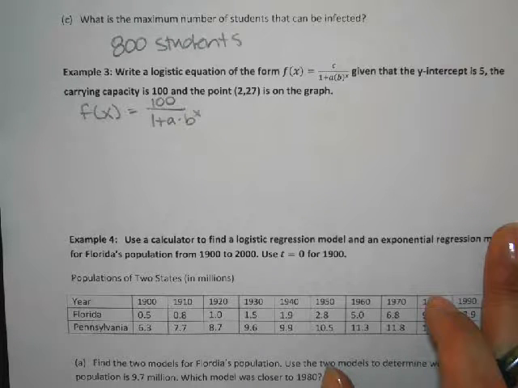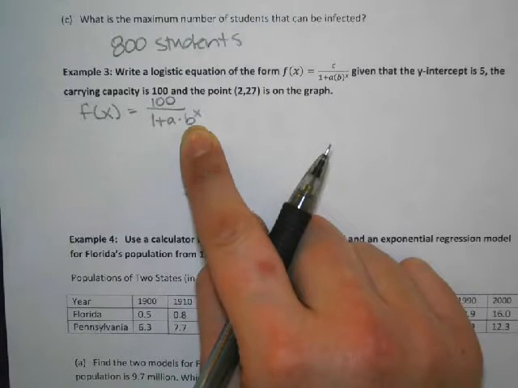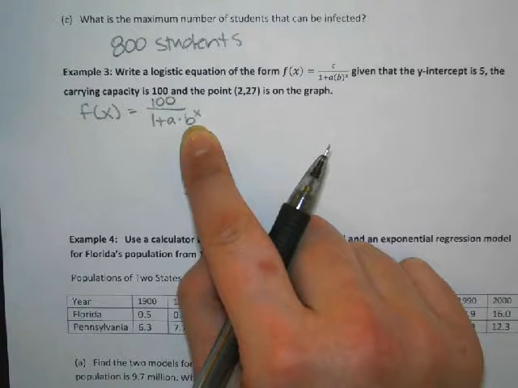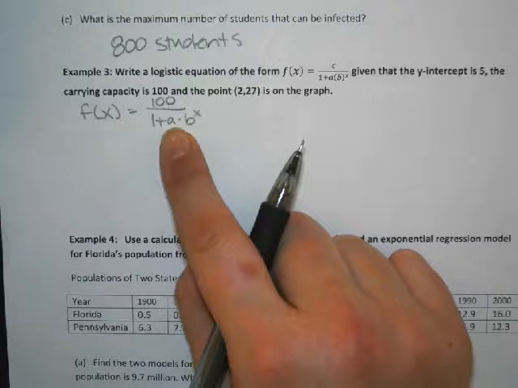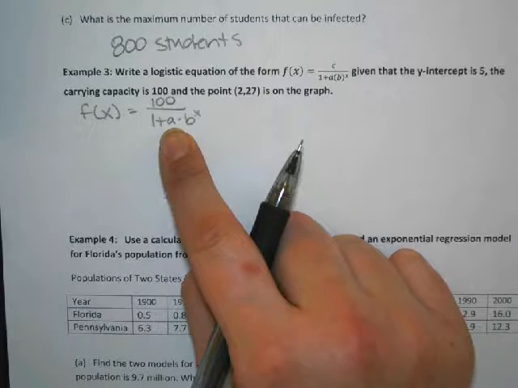What is going to be the next easiest thing to plug in? The y-intercept. The y-intercept is going to be easy to plug in because you're plugging in an x value of 0. And when you plug in an x value of 0 right here, you get b to the 0, which is 1. So if that becomes a 1, then you only have one variable left. That's why we plug in the y-intercept next. It's helpful to have only one variable when you're solving for something.